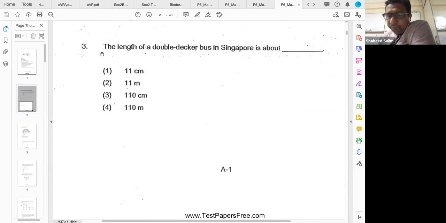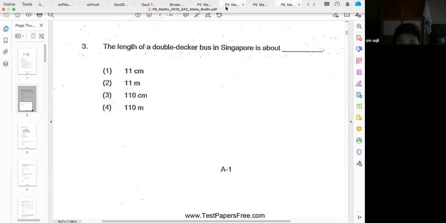Akil, okay. Wow, so fast. Okay, 1C, okay. All right. What about Shakil? How long do you think it is? Shakil, guess. Is it 11 cm, 11 meters, 110 cm, or 110 meters?